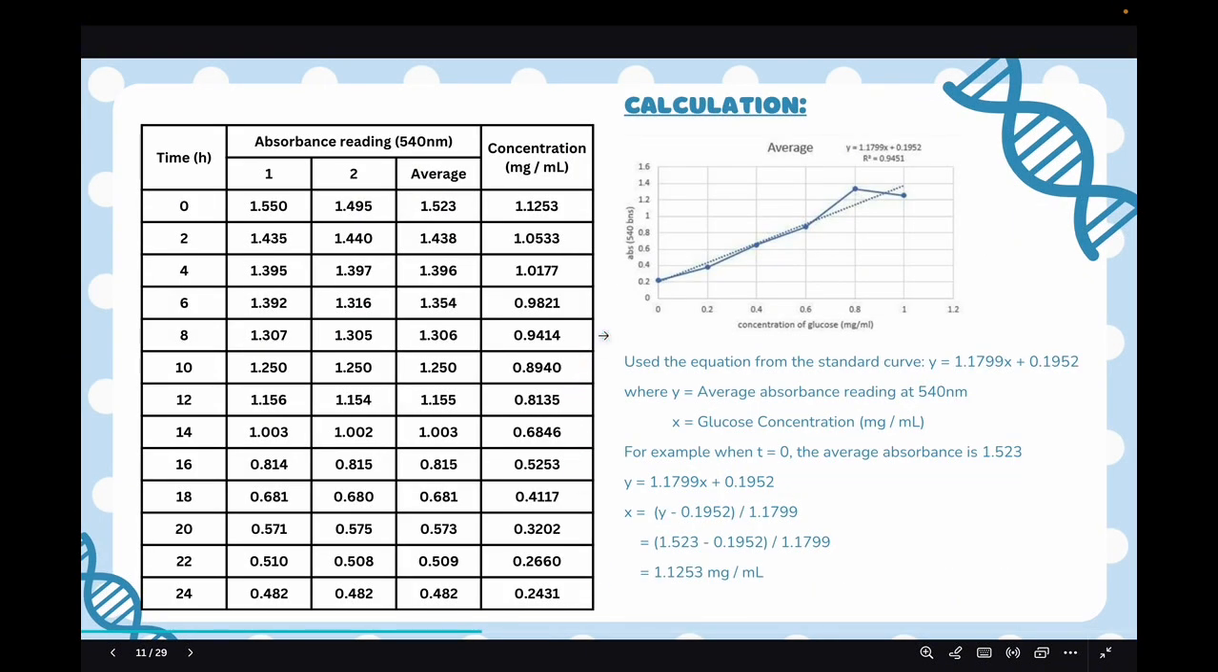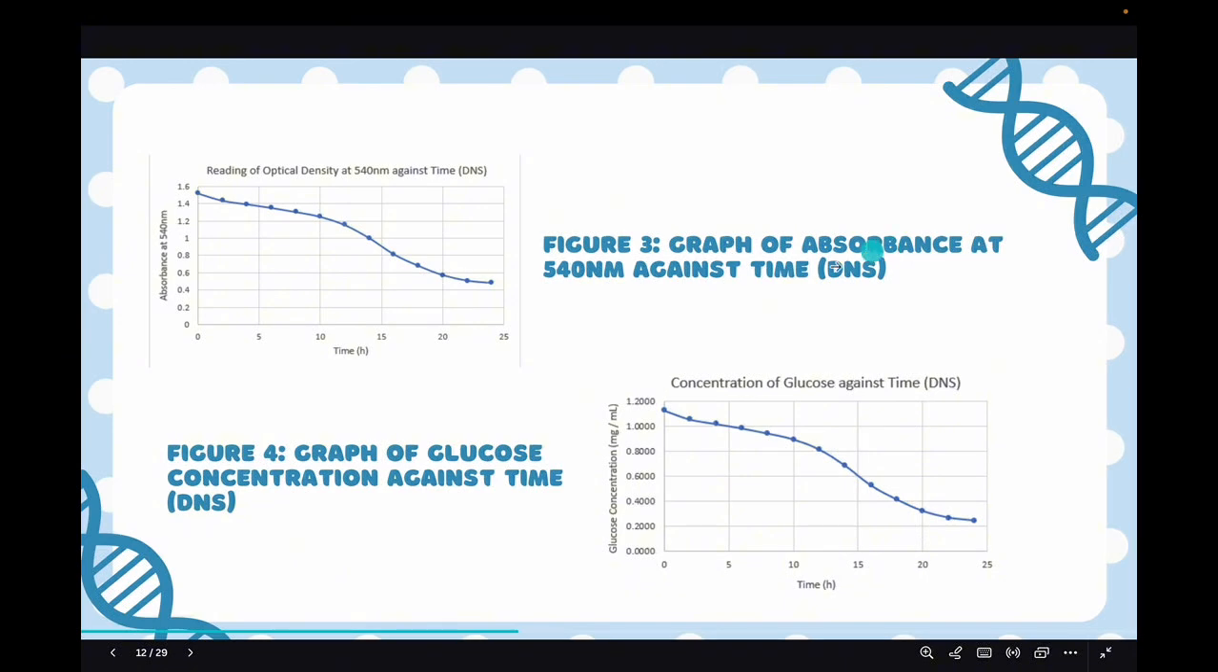Next, we are moving on to the concentration of glucose. We can see that moving along the time, the concentration of glucose is decreasing. This is because of the microbial growth; the concentration of glucose decreases because the microbes need glucose in order to proliferate. This is the graph of absorbance against time and also the graph of glucose concentration against time. We can see the pattern is going down.